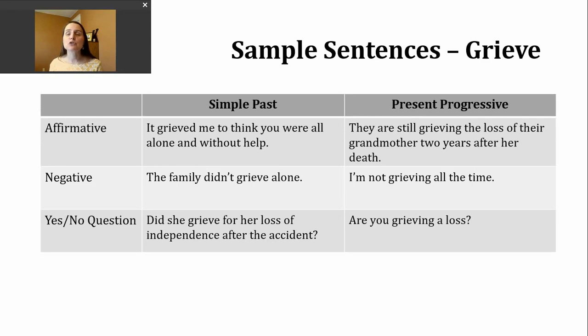We're going to continue to practice using our verb grieve in the simple past tense and the present progressive. Today, we'll start with the simple past. And the thing to remember about this verb tense is that you want to use it when you're speaking about a completed action that occurred at a definite time in the past. You might see time signals in a sentence like yesterday, last month, 5 years ago, right? And that's telling us a definite time.